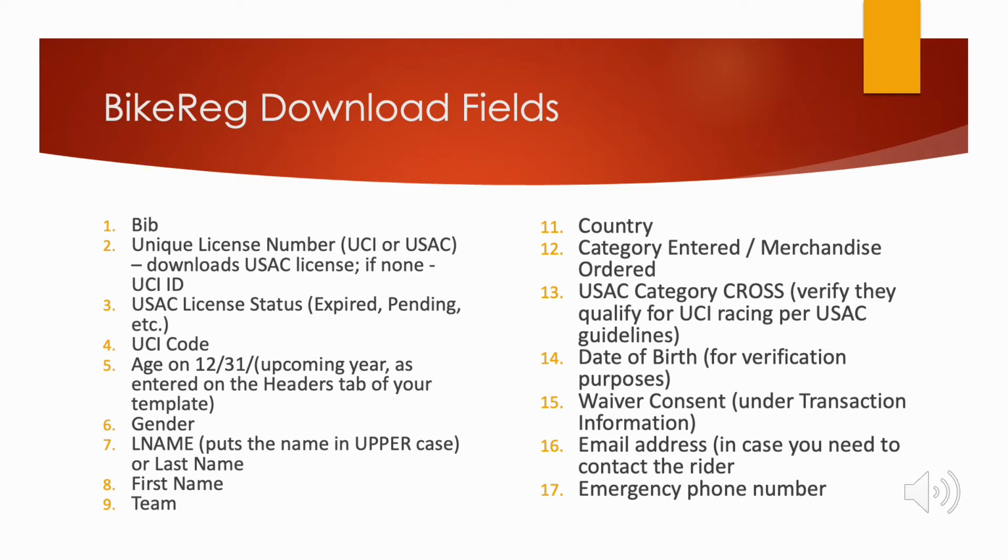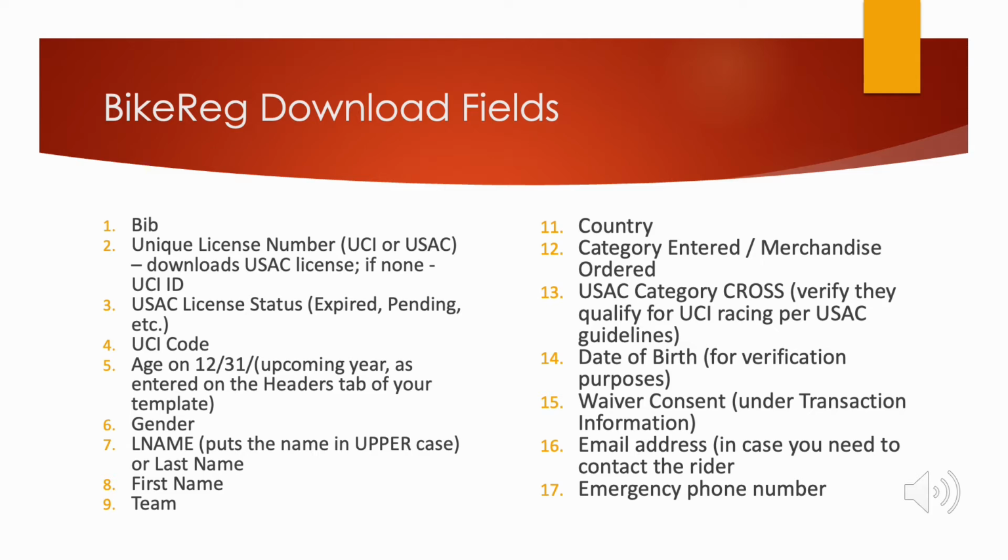The rider's gender. The last name, either in uppercase or in proper case, the first name, the rider's team, their country, the category they've entered or the merchandise ordered. The macros in the template will use identifiers in these fields to import only the data that matches your header files. The USA Cycling category for cross, you want to verify that they qualify for the UCI racing per USA Cycling guidelines.